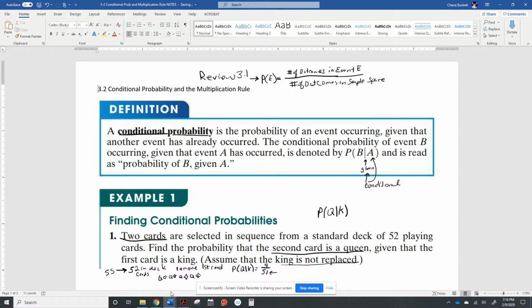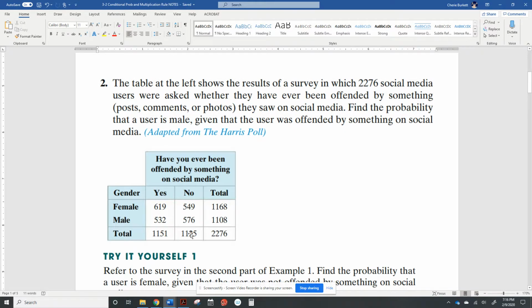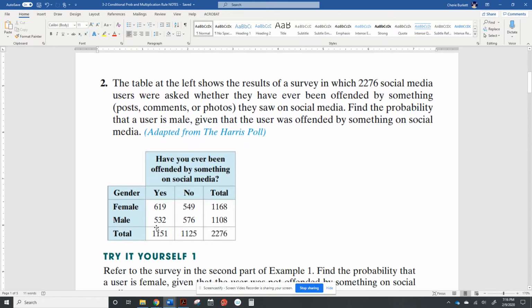So that's not the same thing as just finding the probability of drawing a queen, because the probability of drawing a queen is 4 out of 52. But because that first card was drawn, it changed my sample space. So conditional probabilities are always changing your sample space. Now, this is a little bit different situation. It's still going to be a conditional probability, but it's going to change my sample space again, in a bigger way than just taking out that king did.